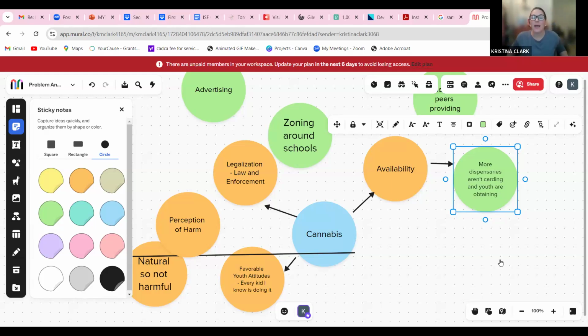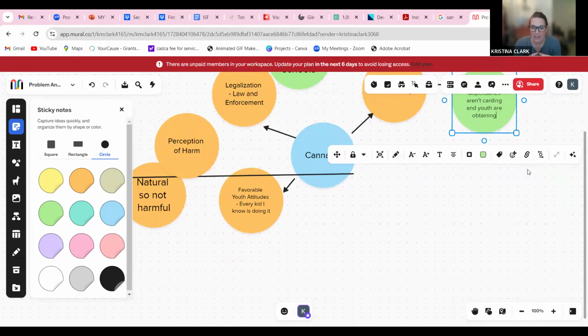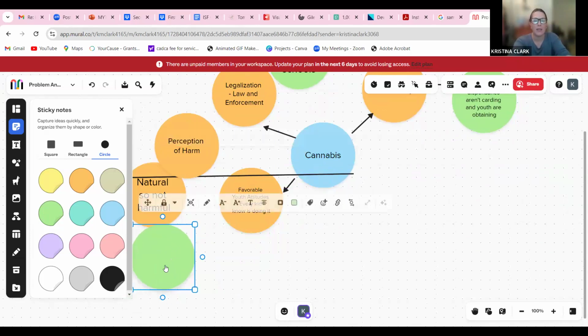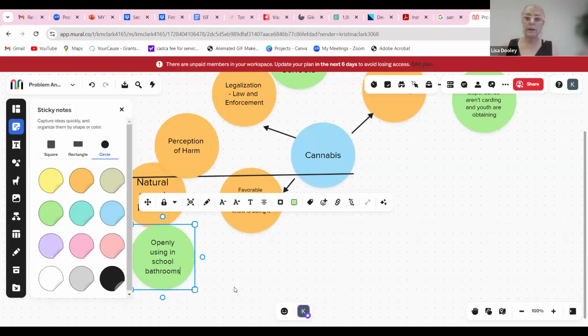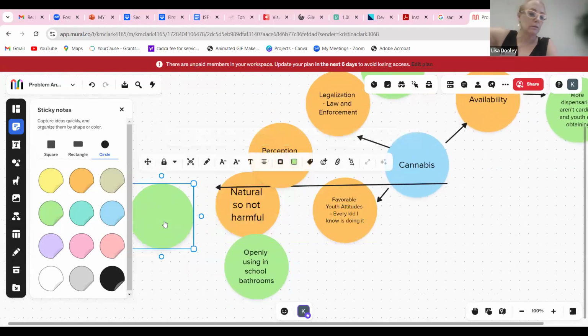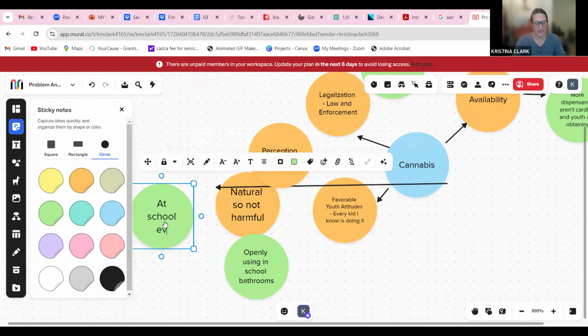Alice says, according to my teens, the school bathrooms. Okay, yes, that's exactly what we're talking about. This is again why building capacity during this process is so important, because we need school and youth involved to be getting this type of information. So then we want to say, because they don't think it's harmful, because they're not going to get caught, they're openly using in school bathrooms. And also maybe related school events, because lots of kids congregate there, like football games. Yes, at school events such as football games.